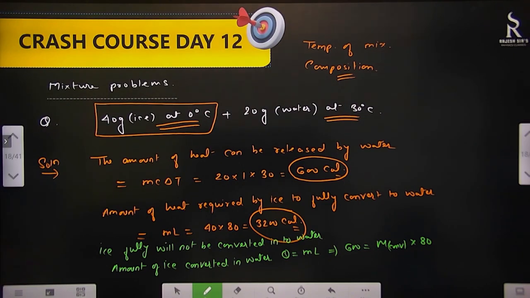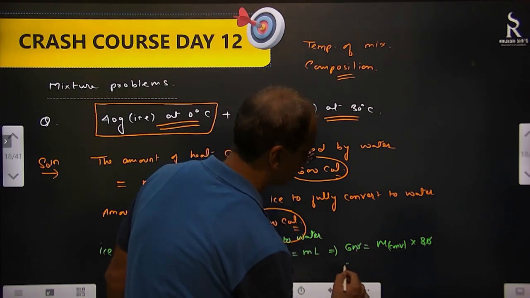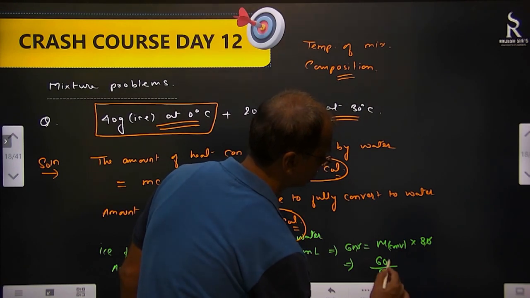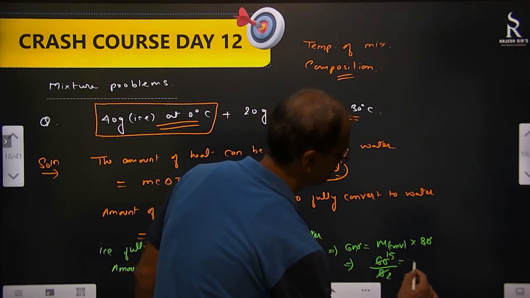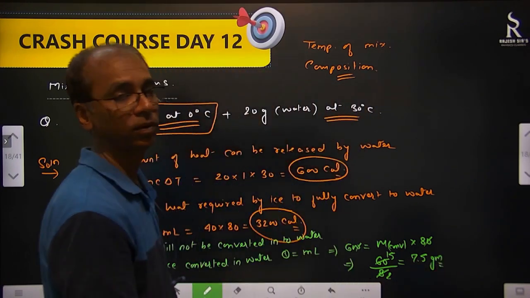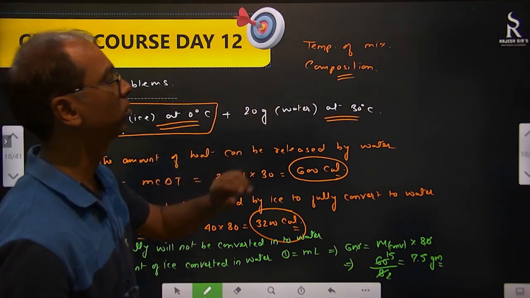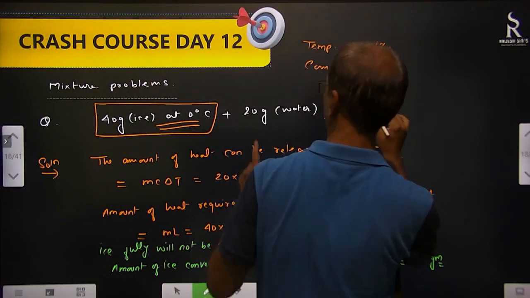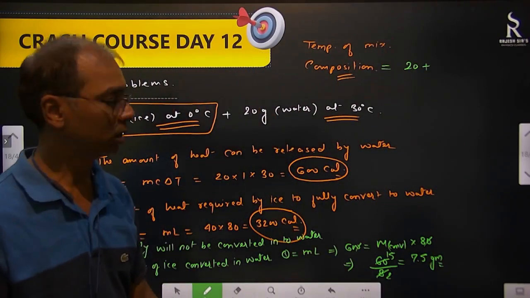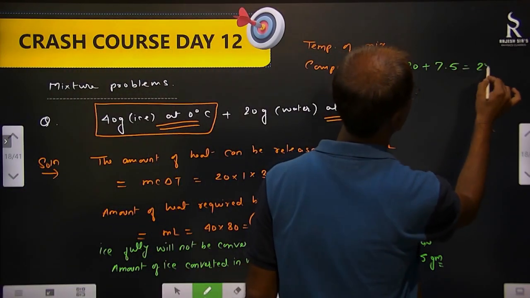We are going to see right now. So 600 by 80. This is cancelled. 60 by 8. This is 2, this is 15, so that's 7.5 gram. 7.5 gram of ice is converted into water. So how much is water now? Because we have to write the composition. Already water was there, 20 gram, plus the 7.5 gram of ice converted into water. So total water is 27.5 gram.